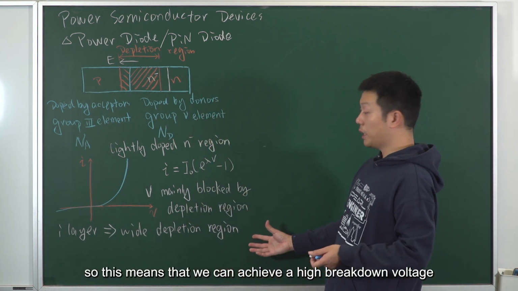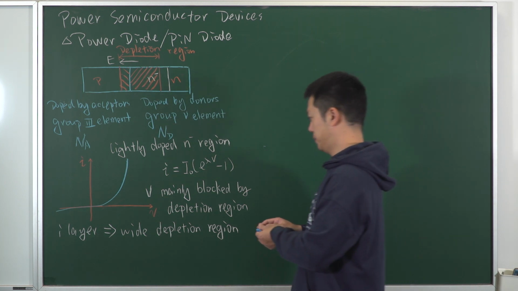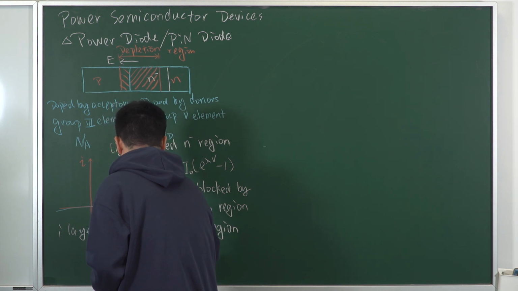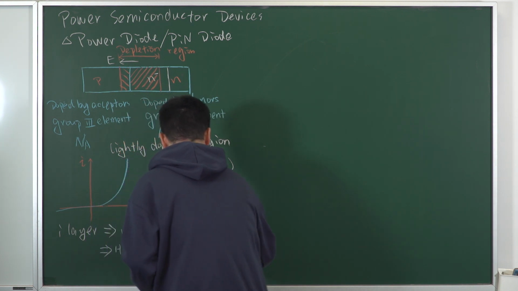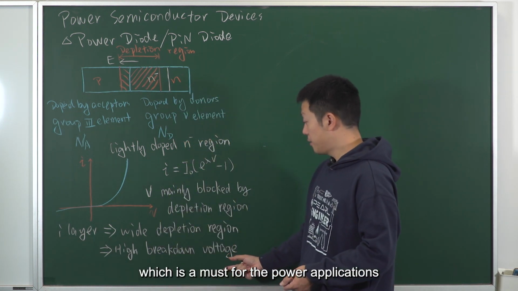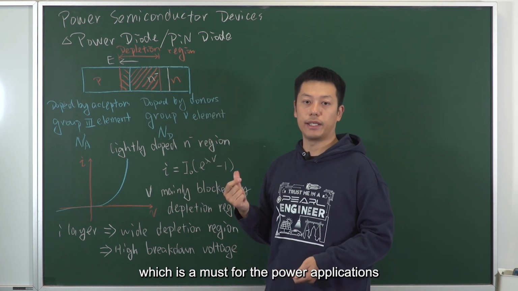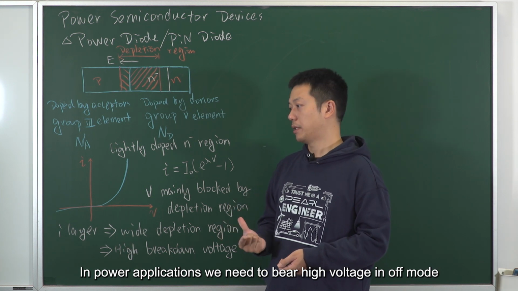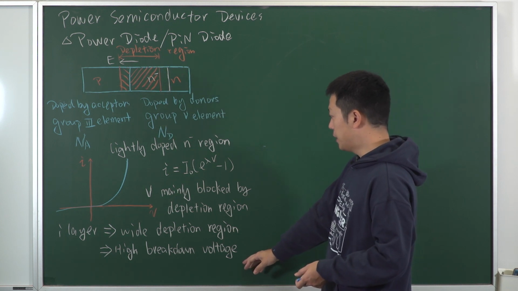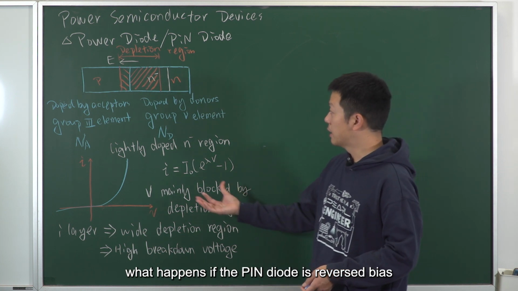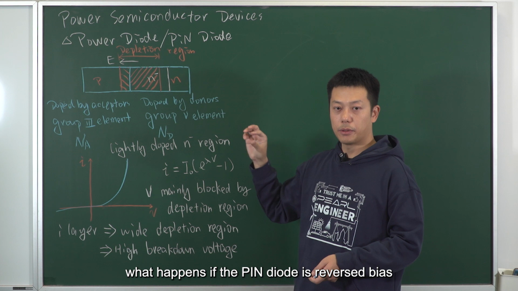So this means that we can achieve a high breakdown voltage, which is a must for power applications. In power applications, we need to bear high voltage in off mode. Okay. So next, let's look at what happens if the PIN diode is reverse biased.